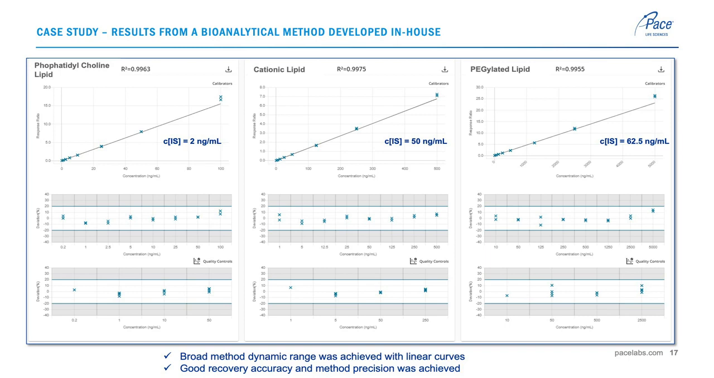The curves are plotted using the response ratio of the analyte to the internal standard on the y-axis and concentrations on the x-axis. As you can see from the recovery graphs beneath the calibration curves, the percentage deviation or the recovery accuracy is within 15% of the nominal for all standards and QCs, including the LLOQ, with such a wide calibration window. An excellent method precision was also achieved.